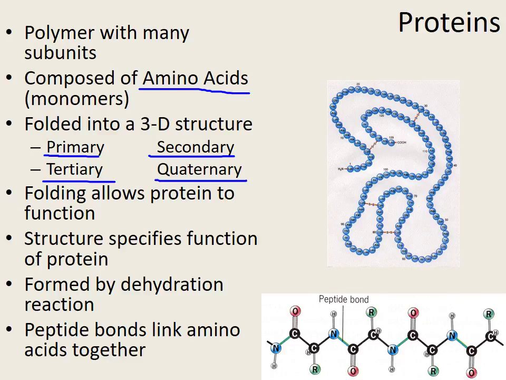Again, the reaction here that forms between the amino acids is called a dehydration reaction. And that's going to occur between the amino group of one amino acid and the carboxyl group of another amino acid. That's known as a peptide bond. So the ester linkage in lipids, the glycosidic bond in carbohydrates, and in proteins, the bond that links two amino acids together is known as a peptide bond.